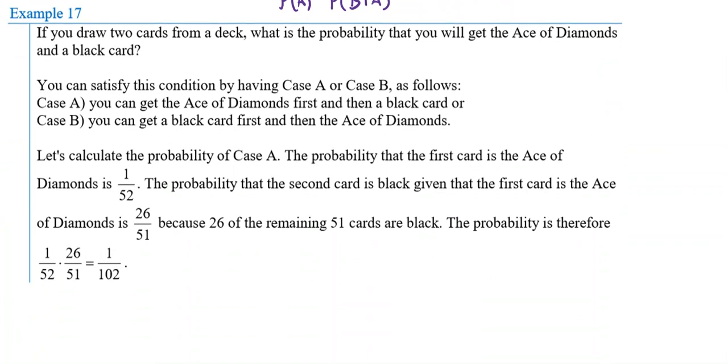All right, so now they can get a little trickier, where they can add a little twist on it. So this one says, if you draw 2 cards from a deck, what is the probability that you will get the ace of diamonds and a black card?